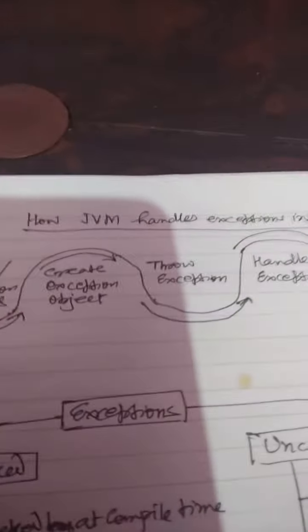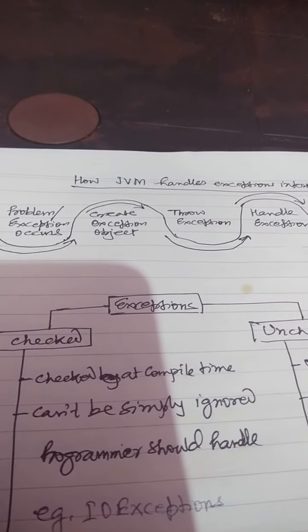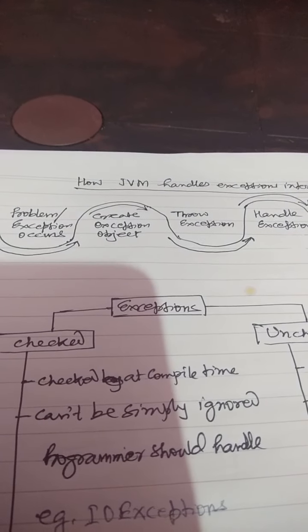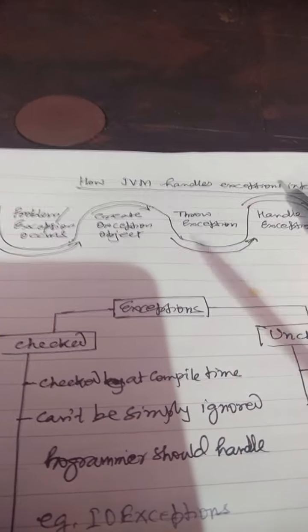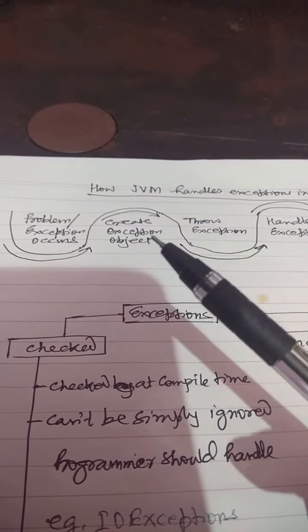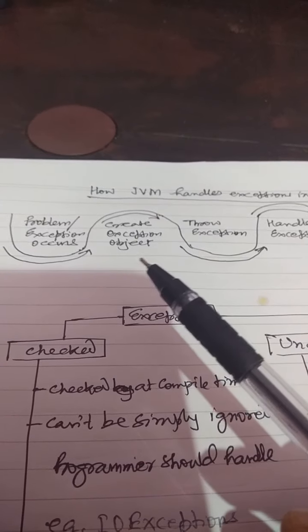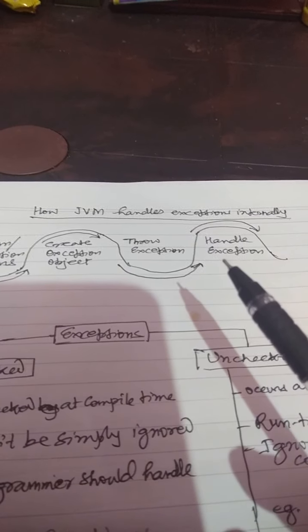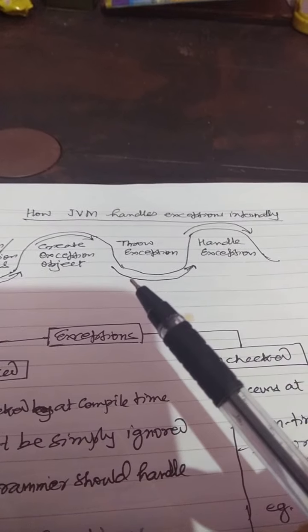If you see the mechanism in which Java handles exceptions: first the exception occurs, then your program's user-defined or built-in exception handling mechanism makes Java create an exception object, then it throws the exception, and then it handles the exception. So three things we will be learning, mostly like C++.